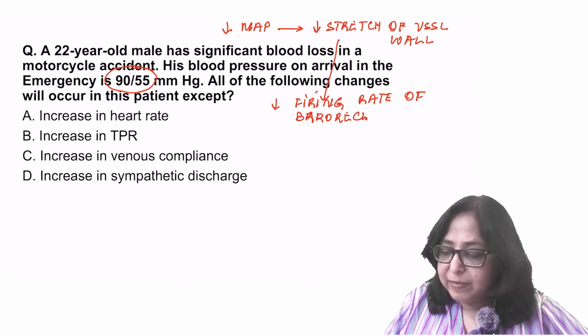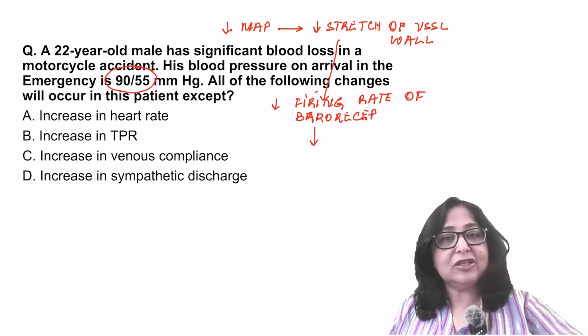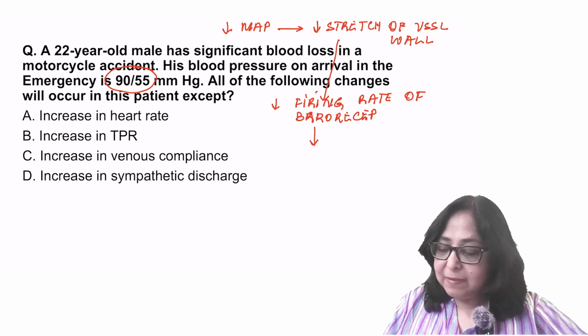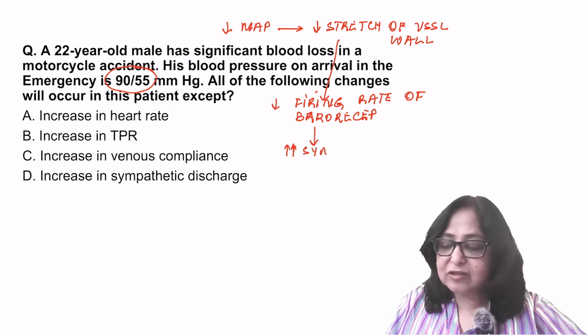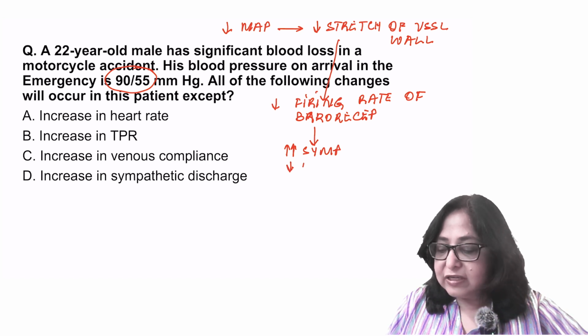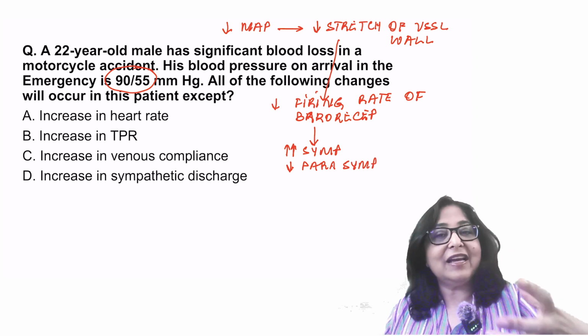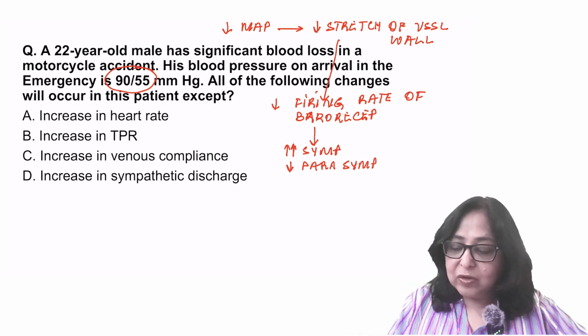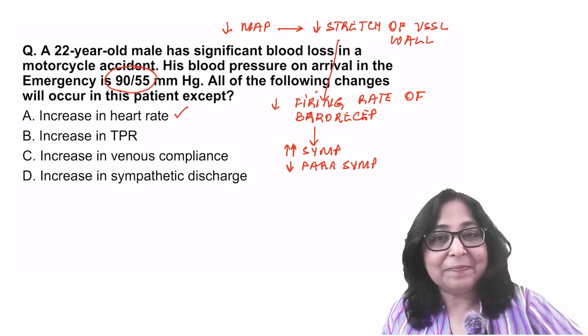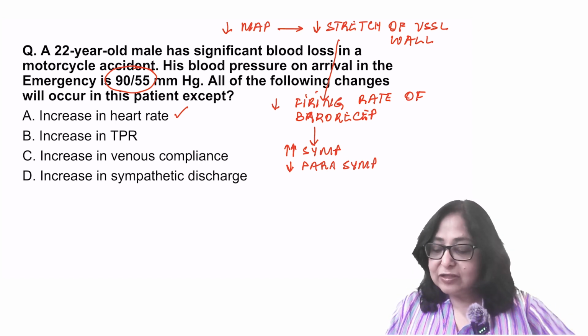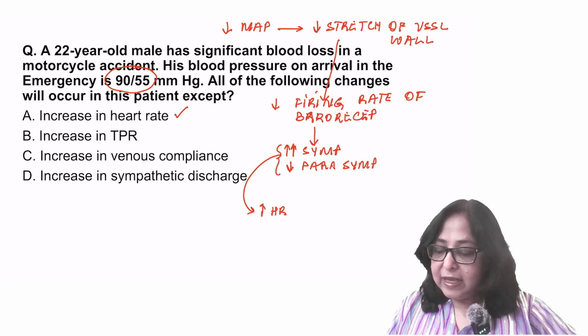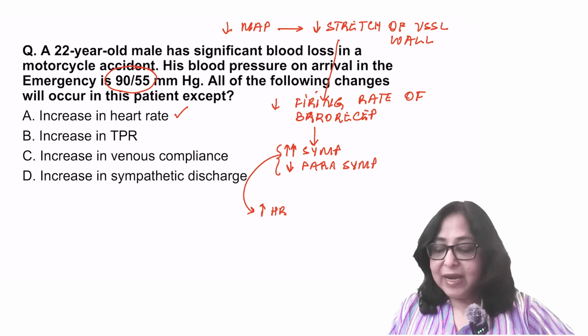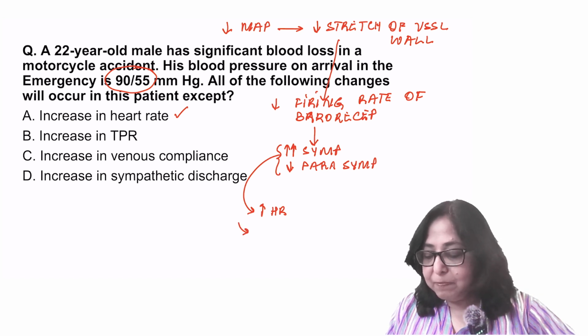Less the firing rate of the baroreceptors, what is the effect on the sympathetic discharge? Increases. There is an increase in the sympathetic discharge. Parasympathetic discharge decreases. So what do we expect? If there is an increase in sympathetic and a decrease in parasympathetic, it will cause an increase in heart rate. Definitely. Increased sympathetic discharge will now cause, number 2, a peripheral vasoconstriction.